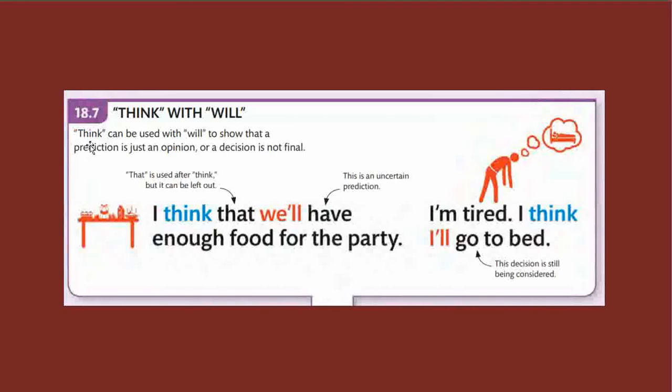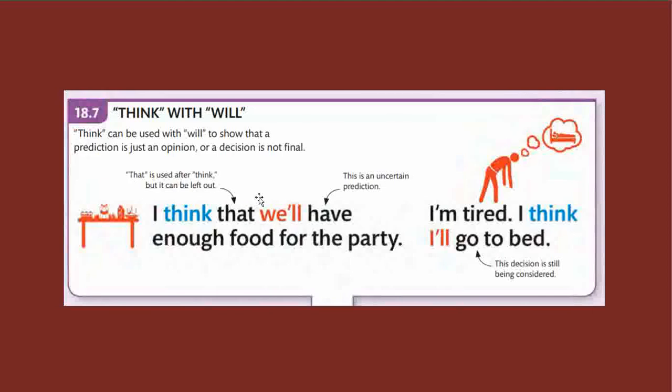The next pointer that we have is think with will. Will is used for thinking. Think can be used with will to show that a prediction is just an opinion or decision and not final. For example, I think that we'll have enough food for the party. Now, this is just a thought, spontaneous, or it's an opinion based on what the person can see in front of him. I think is used for giving an opinion.